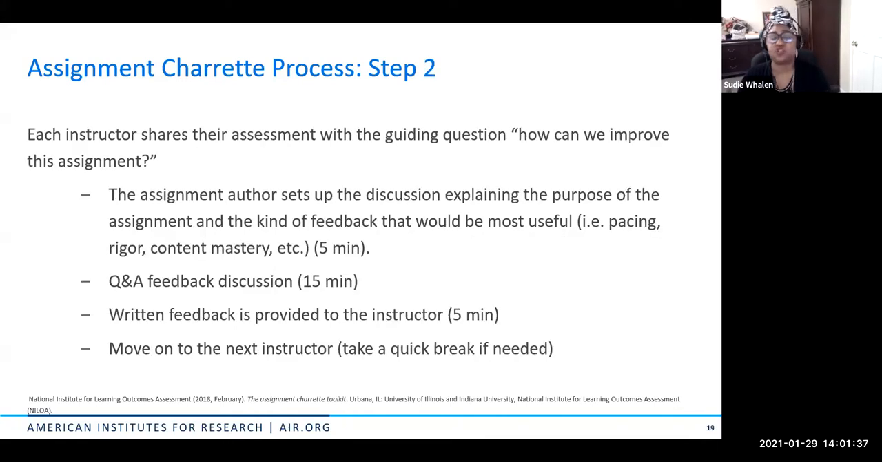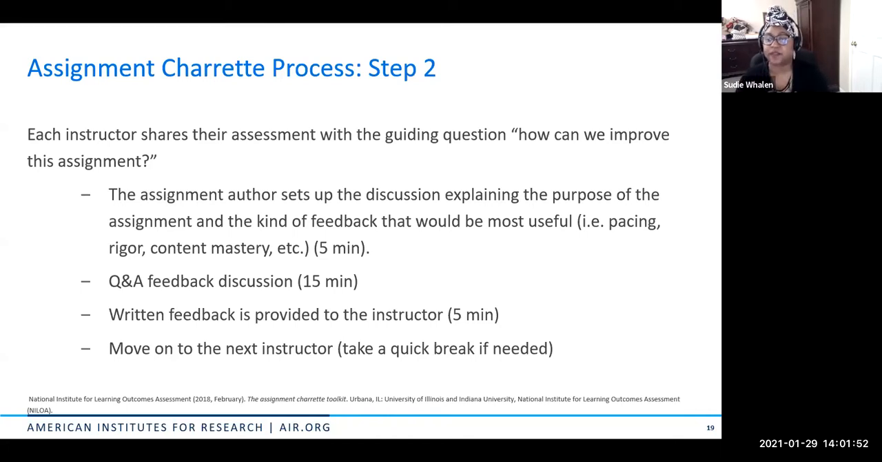After that, each instructor shares their assessment with the guiding question, how can we improve this assignment? So the assignment author sets up the discussion by explaining the purpose of the assignment and the kind of feedback they would like, i.e. pacing, rigor, content mastery, etc.